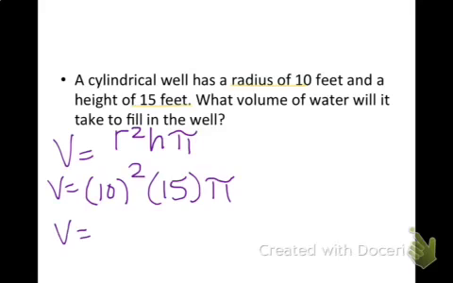So our volume is equal to 1,500 pi feet cubed, because we're talking about volume. It has 3 dimensions, so your measurement needs to be cubed.